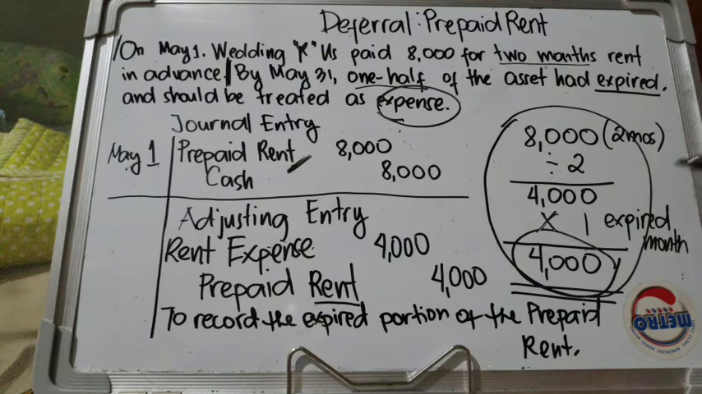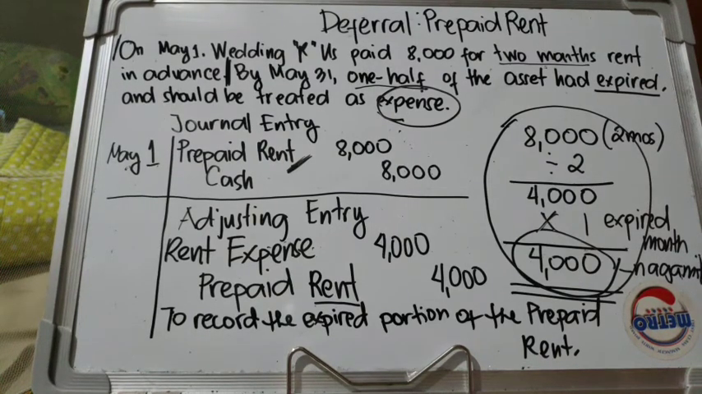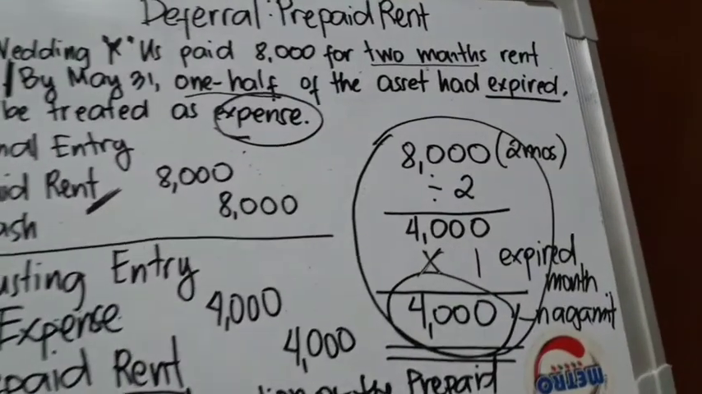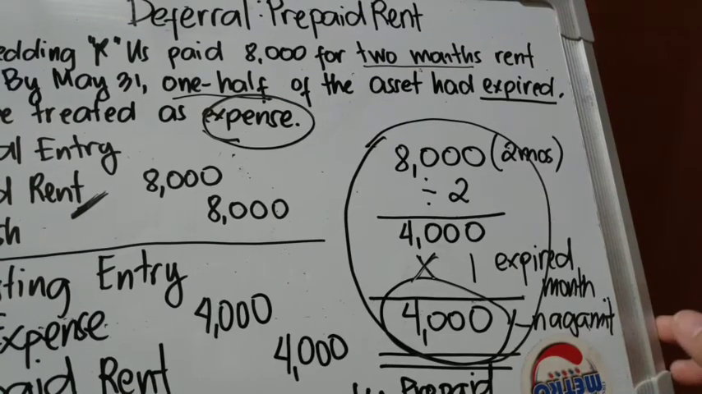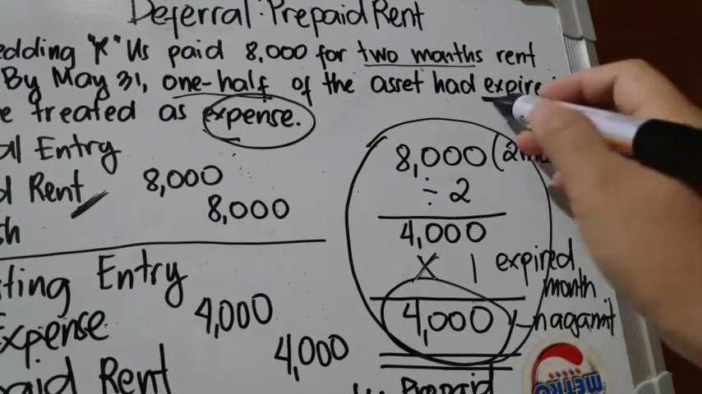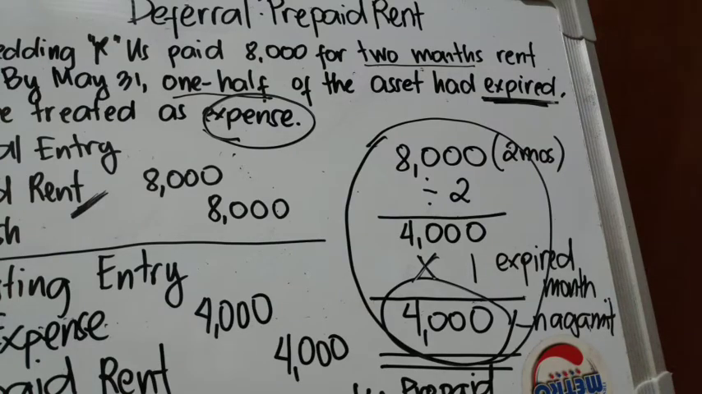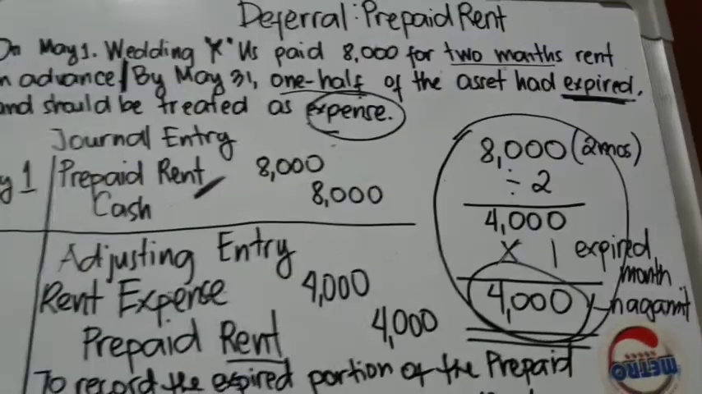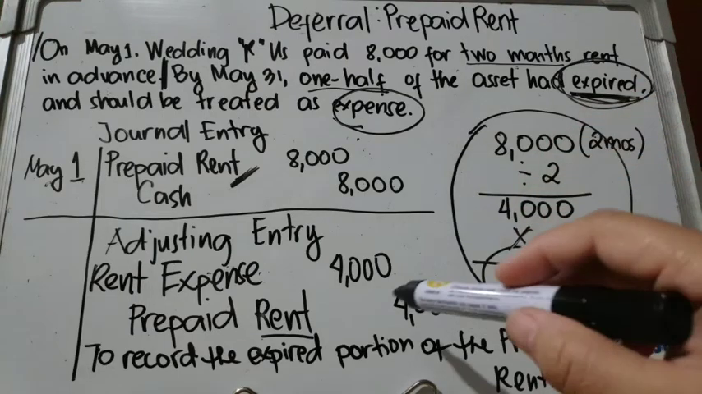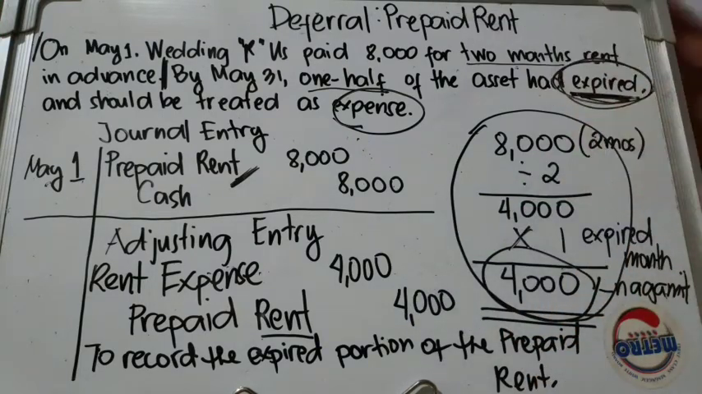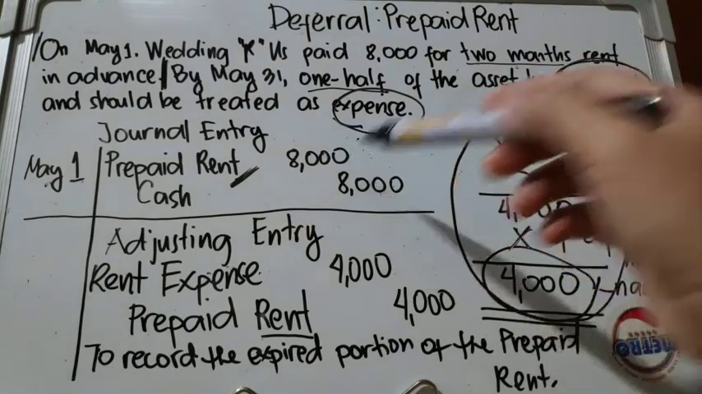So, in Bisaya, what you will get is what has been used. What you will put, the word is similar in Bisaya and in Tagalog. Nagamit, or the amount you have used. So, it has been used because it is the expired portion. So, for the prepaid rent, the amount that you will be putting on your adjusting entry is the expired portion. So, what remains in the prepaid rent account is the unexpired portion. Right, it will be minused right away.